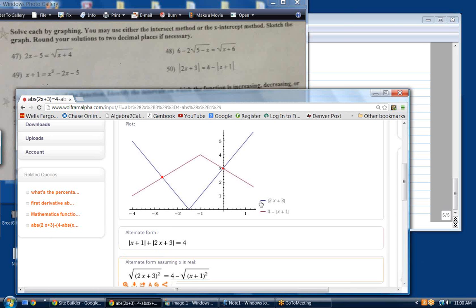Again, they give us two different graphs. One is the absolute value of 2x plus 3. The other is 4 minus the absolute value of x plus 1. We can readily see where those intersect. You should get a number of approximately minus 2.7. 2.66.